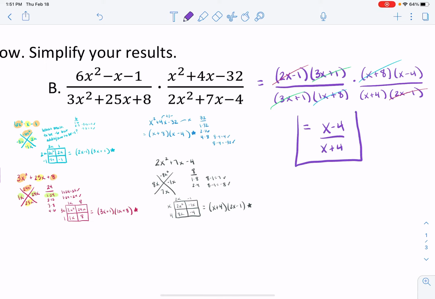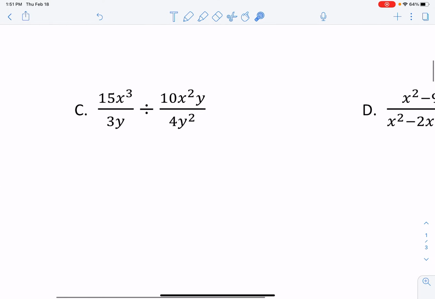And whew, what a problem that was. My goodness. I promise the rest aren't as intense as that one, but that was a lot, primarily because of all the factoring, right? But we did it. We got there. So let's look at part C.